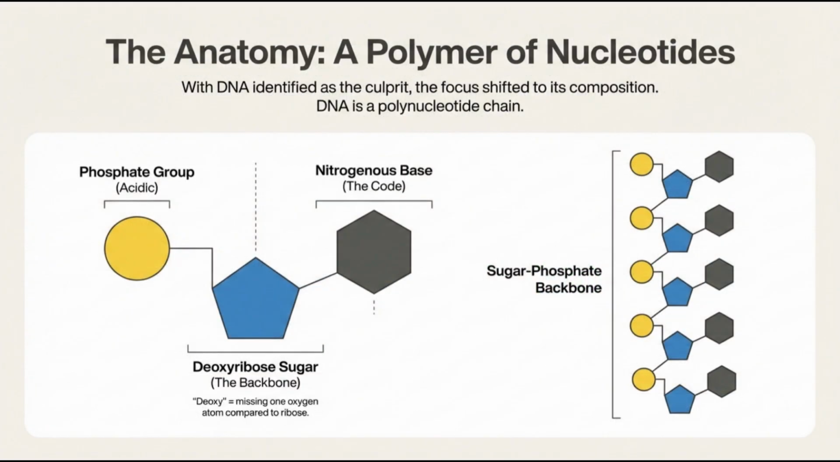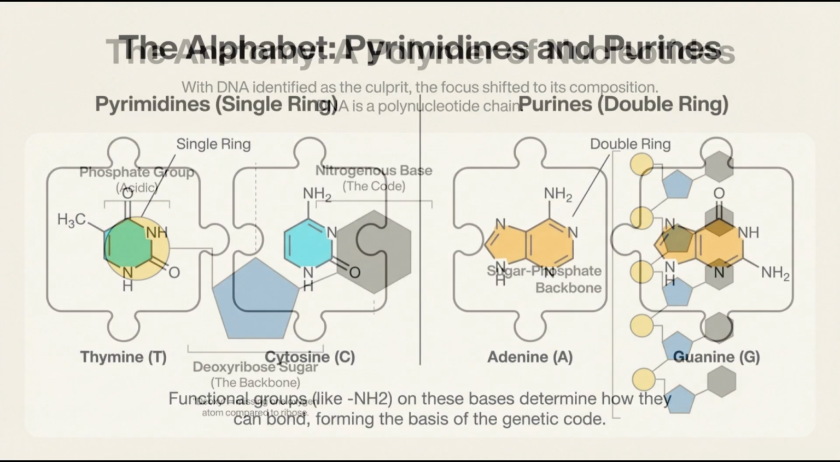Okay, so with the material identified, the next massive scientific frontier was the structure. How is this stuff organized to store all that information? Which brings us to the building blocks. DNA and its cousin, RNA, are polymers, which just means they're long chains of repeating units. And those units are called nucleotides. Every single nucleotide has 3 parts: a phosphate group, a sugar, and then a nitrogenous base. And those bases are the key.